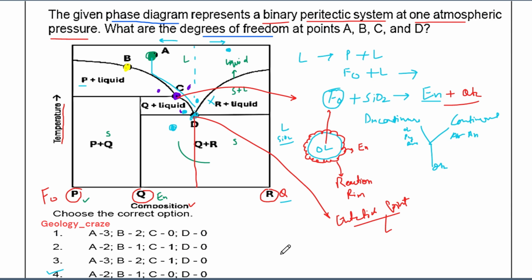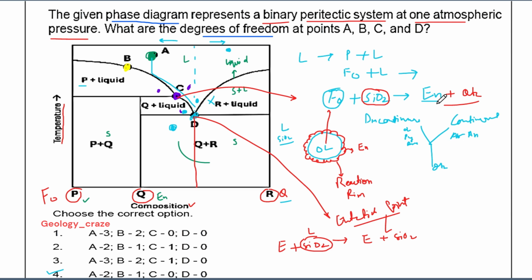So for anorthite plus liquid, SiO2 is reacting and forming anorthite plus liquid; SiO2 is present within the liquid. Here also, in the liquid, SiO2 is present, that's why it reacts and this anorthite will form. So in this way we have to understand this question.